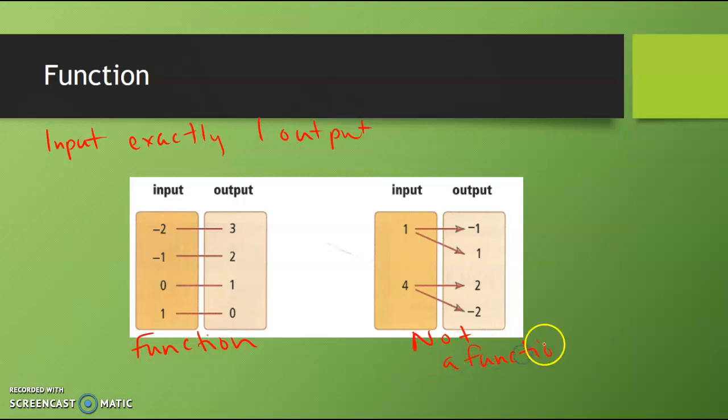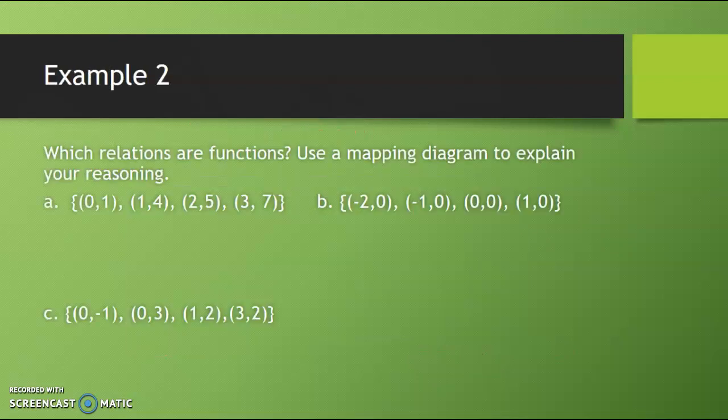And again, the reason is for each input here, there's exactly one output. But for each input here, there are two outputs. So that's how we want to remember it. All right, so example 2. Which relations are functions? Use a mapping diagram to explain your reasoning.